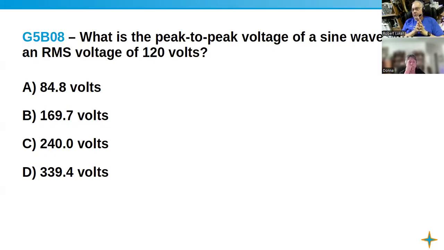169.7. So that's Baker. Bravo. Okay, now was that the peak or the peak to peak? 70 RMS. That was peak, but it wants peak to peak. So then I have to do that square. No, that's not right. Now I'm all mixed up in my formulas here.